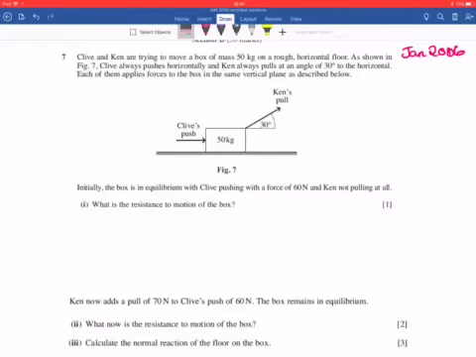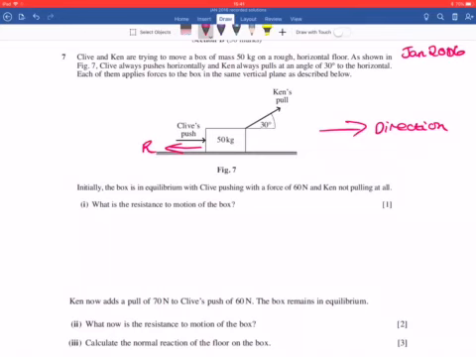Okay, right, let's have a look at this. Kenneth and Ken are moving a mass of 50 kilograms on a rough horizontal floor, so the direction must be that way. Oops, sorry, direction is that way. So Clive's pushing, Ken's pulling in the same direction. It said it's rough, so the resistance must be that way.